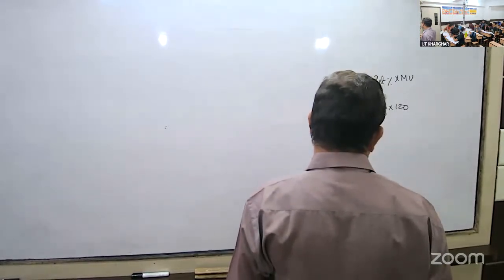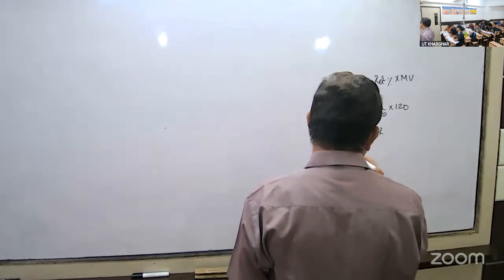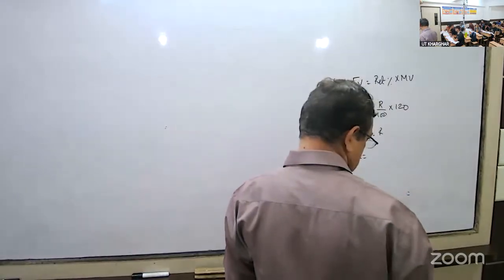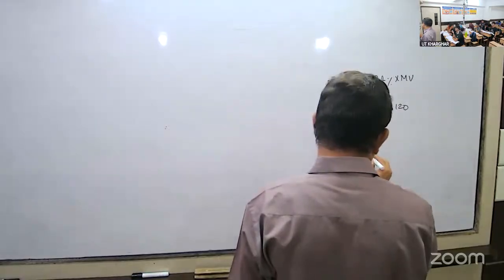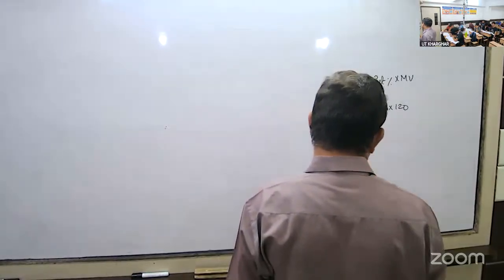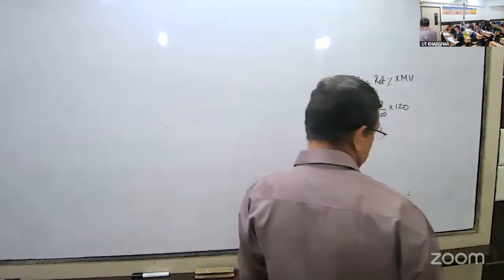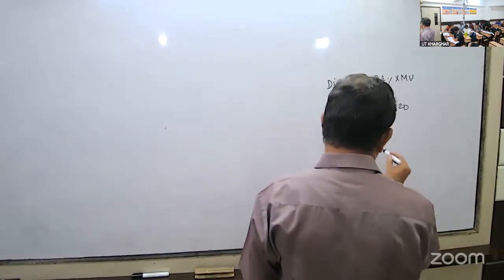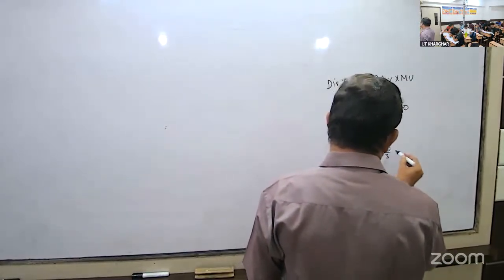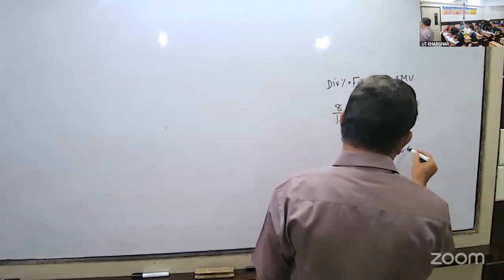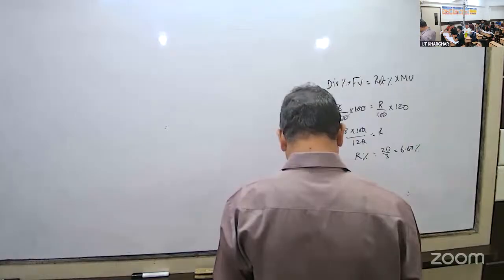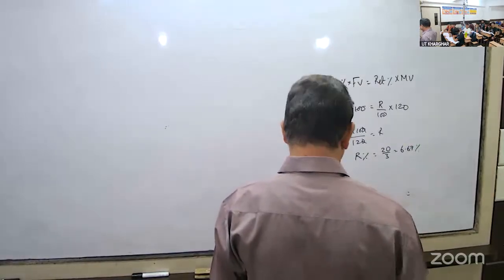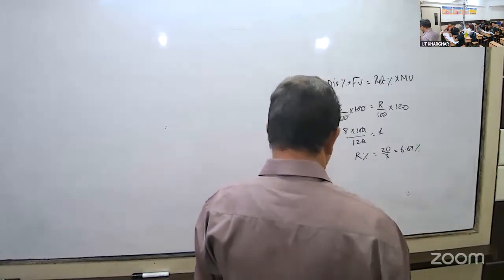How much did you get? It is coming as 80 by 12, that is 20 by 3, which is 6.6, so 6.67 percentage.